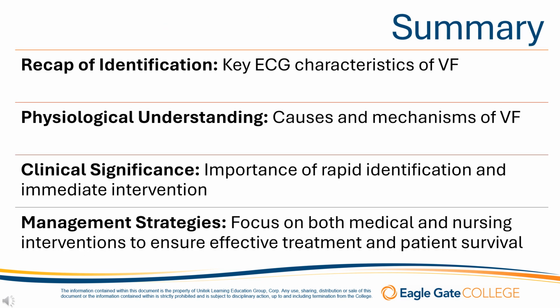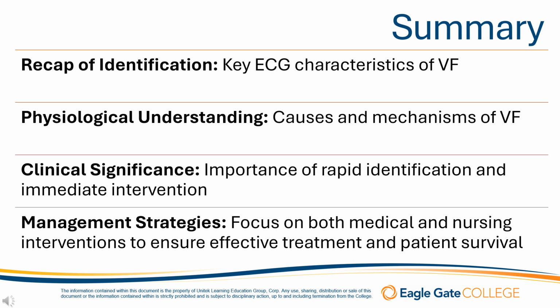Let's do a quick recap of everything we've learned. Ventricular fibrillation, VF or VFib, is identified on an ECG by its chaotic, irregular electrical activity. Unlike other arrhythmias, VFib shows no identifiable P waves, no QRS complexes, no T waves. The amplitude and frequency of the waveform vary randomly. The ECG looks like a series of erratic and disorganized waves.